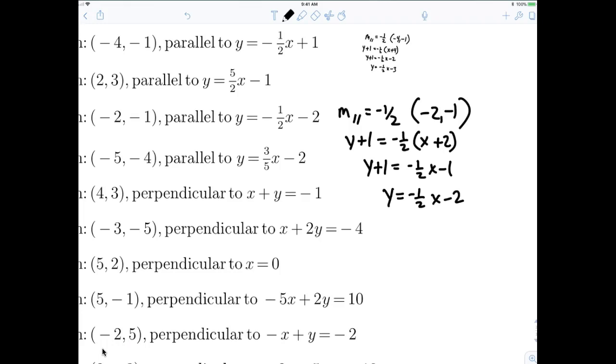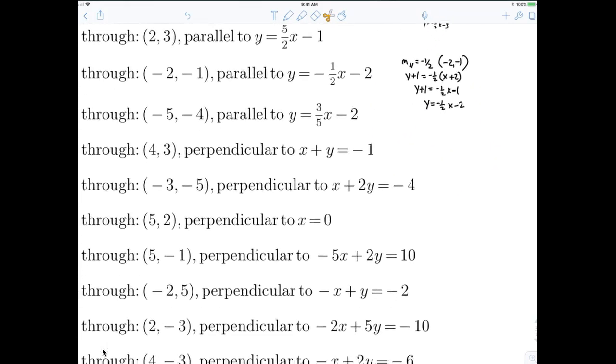(-2, -1). You with me? And don't forget the negative. All right, so y equals -1/2 x minus 2. Everybody feeling good about that, guys? Yes, sir. All right, here we go. I'm going to put that in.